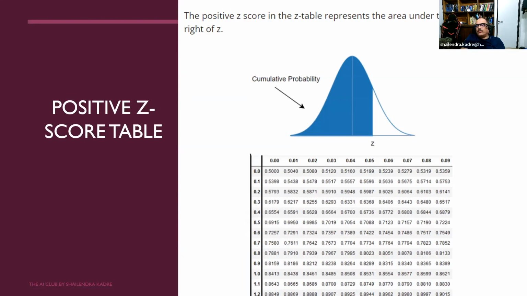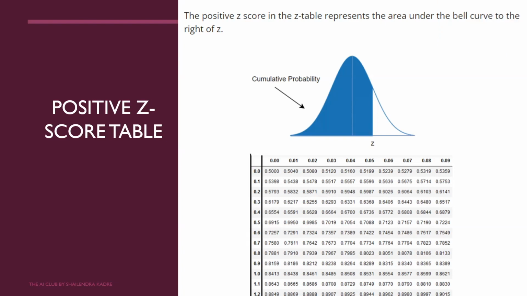So the shaded area on the left is that probability. That's what you are looking for. I want the probability of finding a person less than or equal to 160. So that is your shaded area. Between 150 and 160, what is the probability of finding that person? That is the shaded area. Now you got what cumulative probability is.